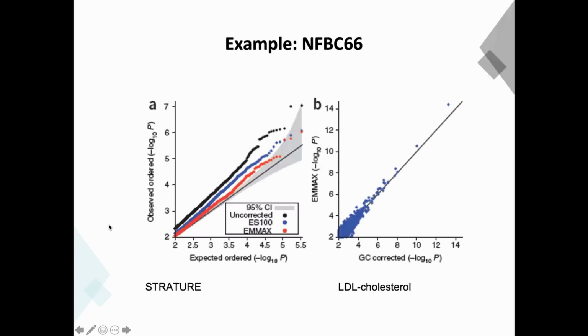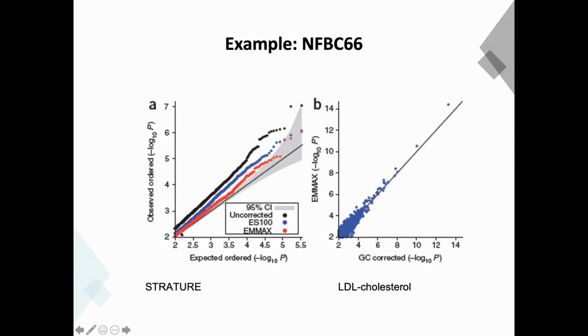Here, for example, are some example QQ plots. First, for human height analysis, where 3 analyses were made. First, uncorrected analysis, where no population structure was taken into consideration. That is the black line in here. And we can see again that all the observed p-values are much more significant than expected by random chance.